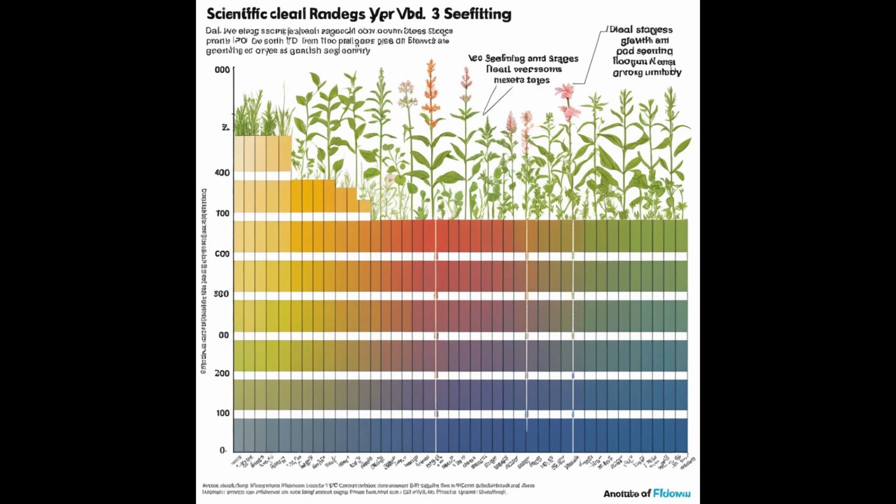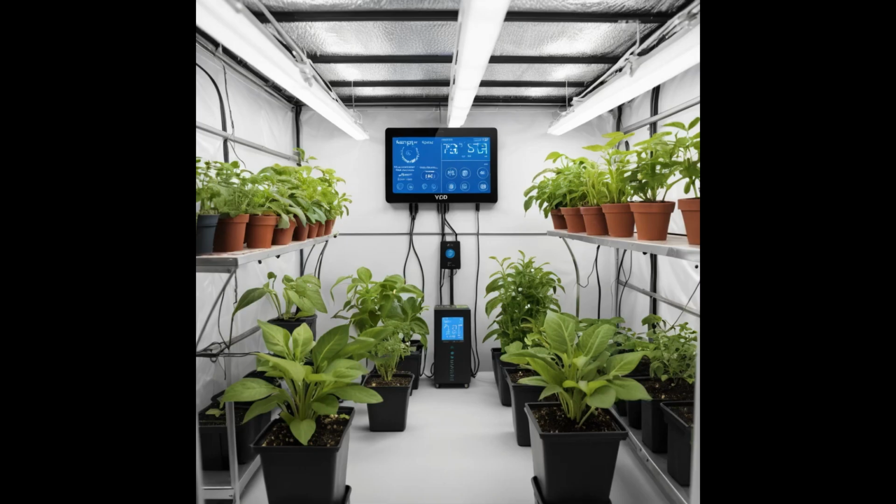It's important to note that these are general recommendations, and specific VPD requirements may vary based on plant species and environmental conditions. Monitoring and managing VPD. To effectively manage VPD, measure temperature and humidity. Use reliable sensors to monitor ambient temperature and relative humidity, as VPD is derived from these parameters.